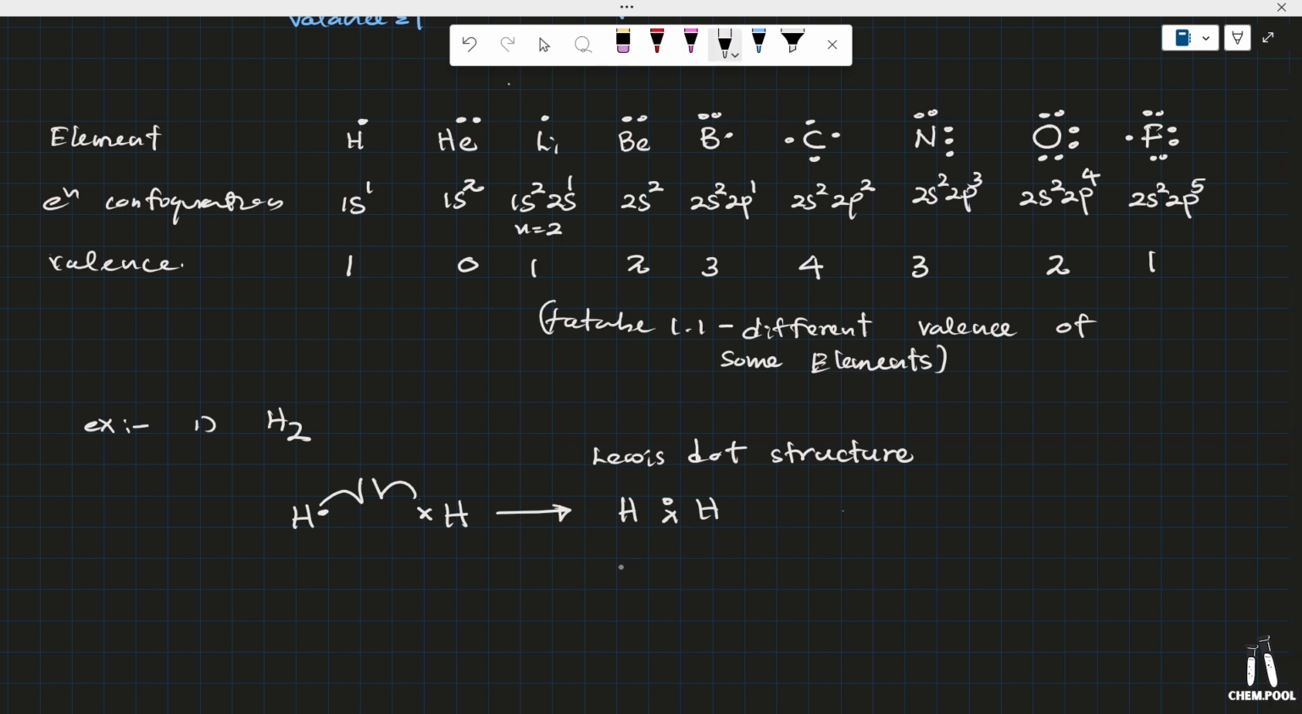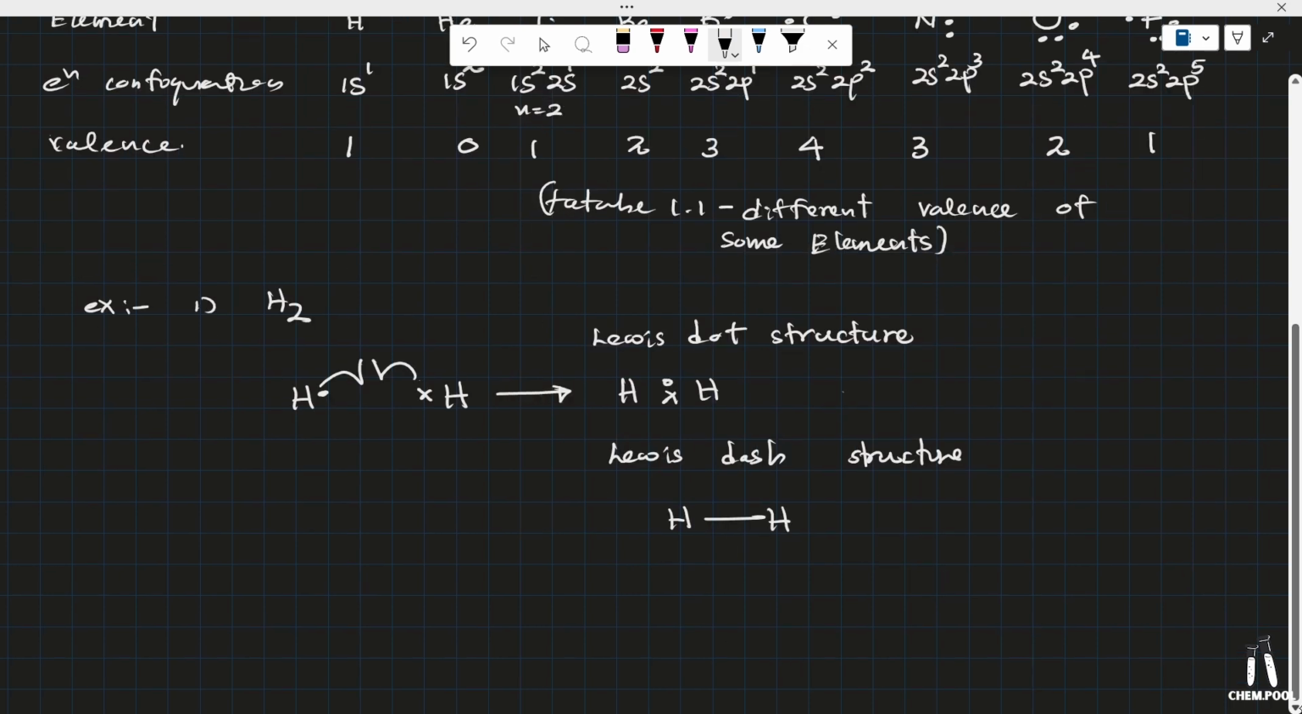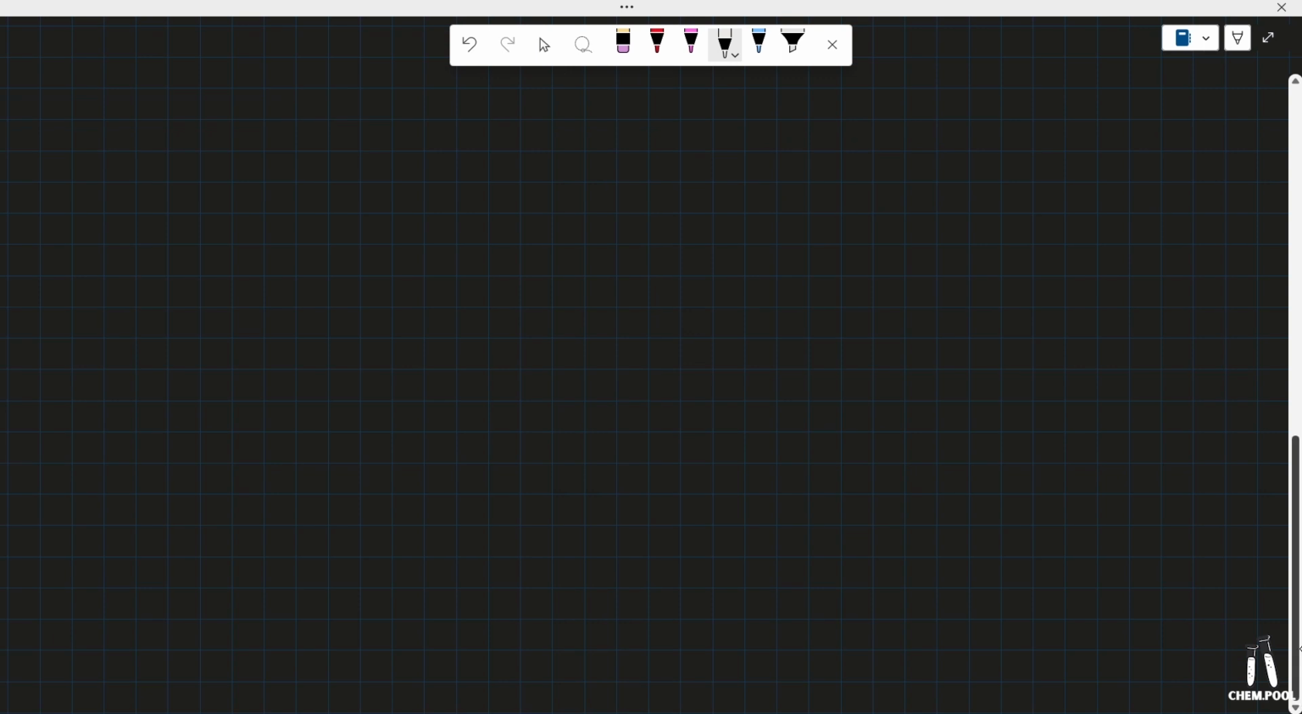Then for the Lewis dash structure, what happened here? Hydrogen, here another hydrogen, something like this. It's very easy, right? Then again I move to another example, dinitrogen, example 2, N2.